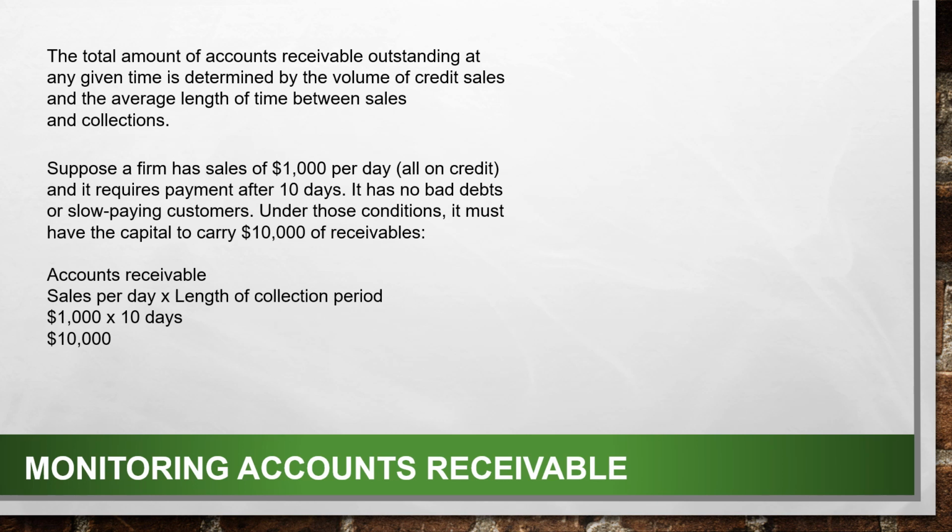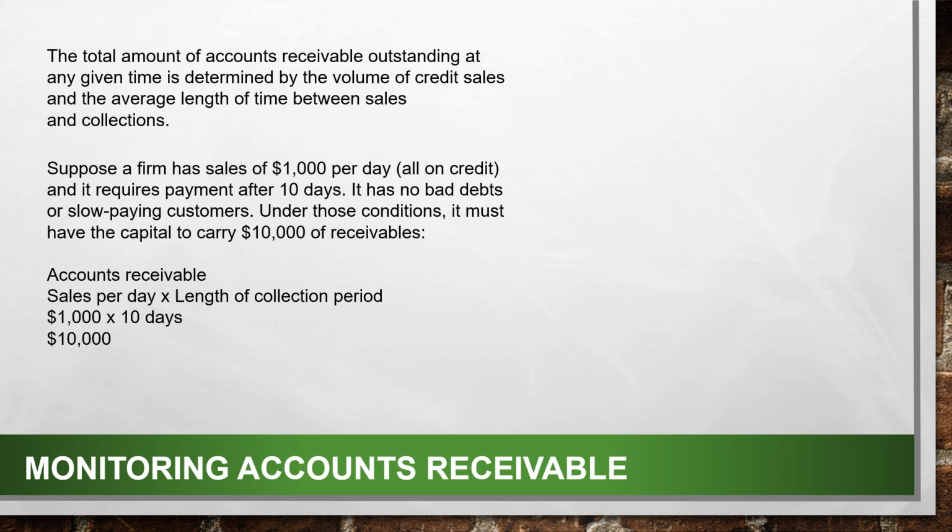So how did we get 10,000? Again, as I have mentioned, the total amount of accounts receivable is determined by the volume of credit sales and the average length of time. So we just simply multiply: sales per day of 1,000 multiplied by 10 days, the length of our collection period. It means we have 10,000.